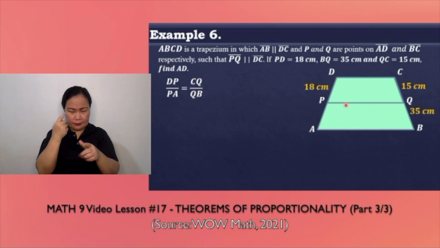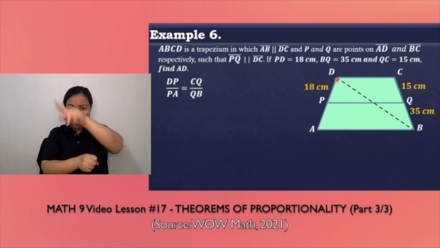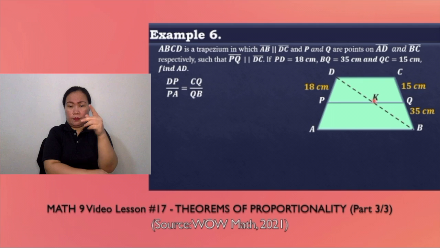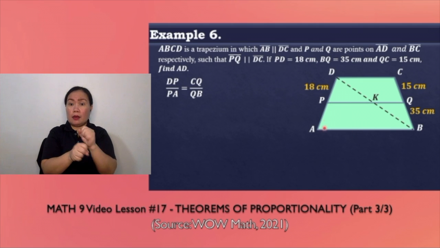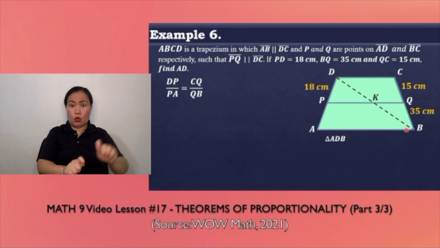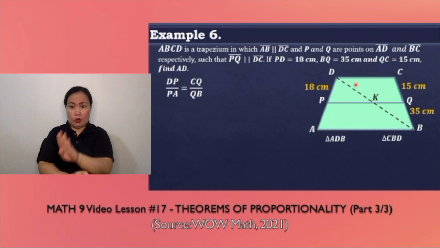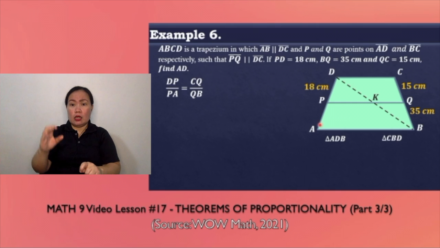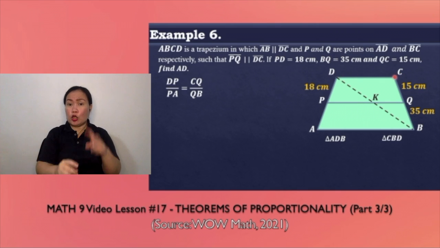If I draw a diagonal here, and I name this intersection point as point K, we can form two triangles here. We have triangle ADB and triangle CBD. So we have formed two triangles.